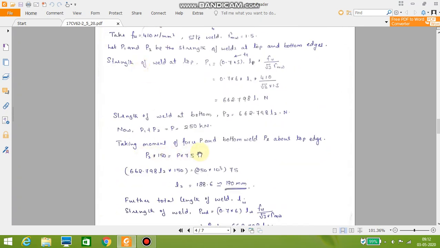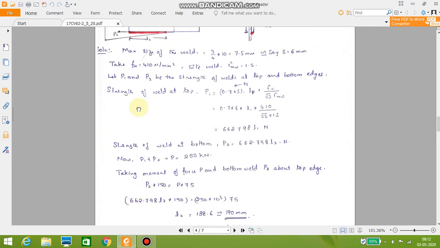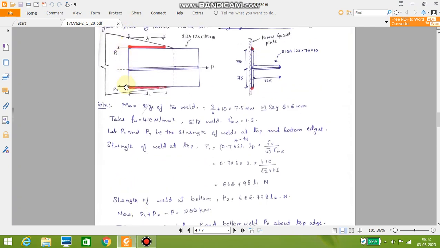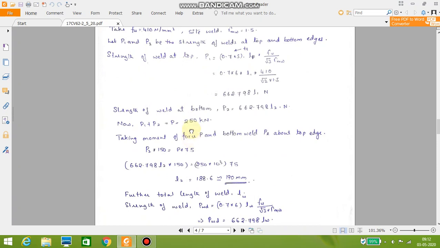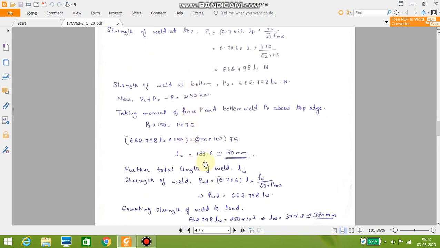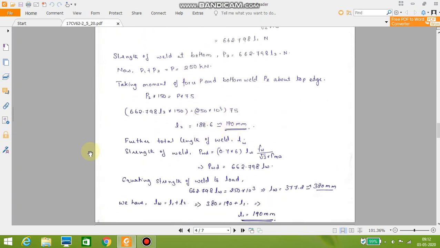Now, let us take moment of the force P and bottom of the weld about top of the edge. So, let us take moment at the top, P2 into 150, which is also equal to P into 75. Upon substitution, we get L2 equal to 190 mm.